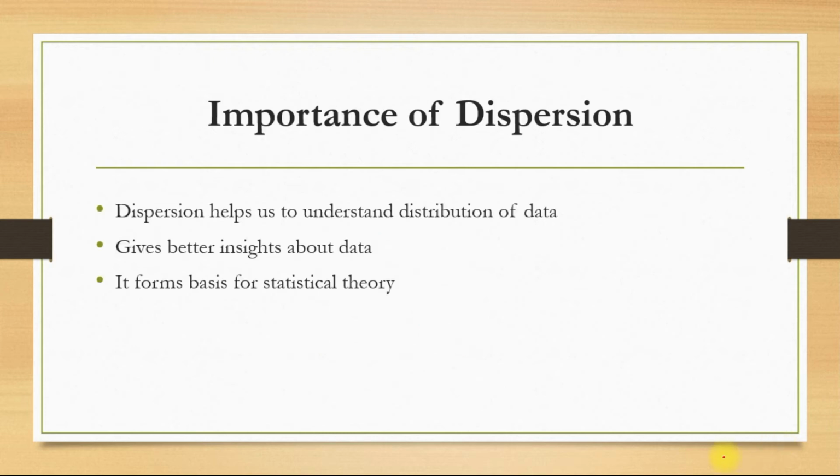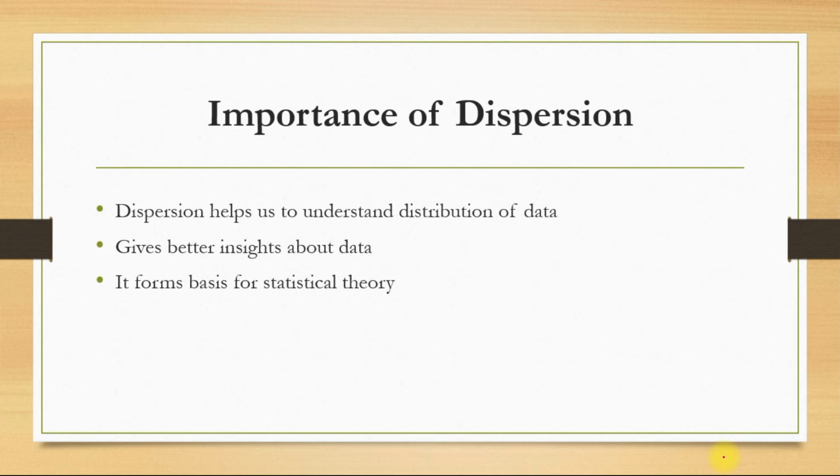So to summarize, dispersion is very useful for understanding data, as along with central tendency, it gives more insight about our data. It helps in understanding the distribution of data, and it forms the basis for statistical theory. How does it form the basis for statistical theory?